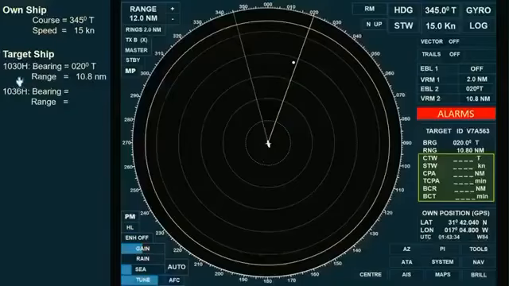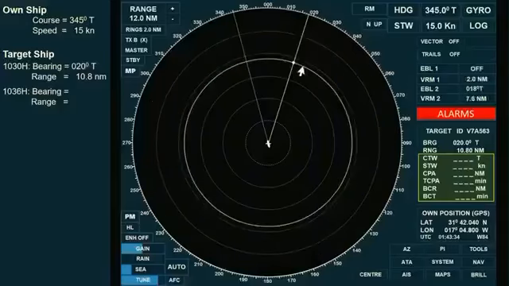Let's assume that 6 minutes have passed since our first observation. As you can see on the radar PPI, the target's position has shifted from here to here. If the target's bearing does not change, it moves along this bearing line, indicating a risk of collision. Let's transfer the EBL to the target's new position, along with the VRM. The EBL reads 018 degrees true, and the VRM shows a distance of 7.6 nautical miles. This is our second observation, taken at 1036 hours.